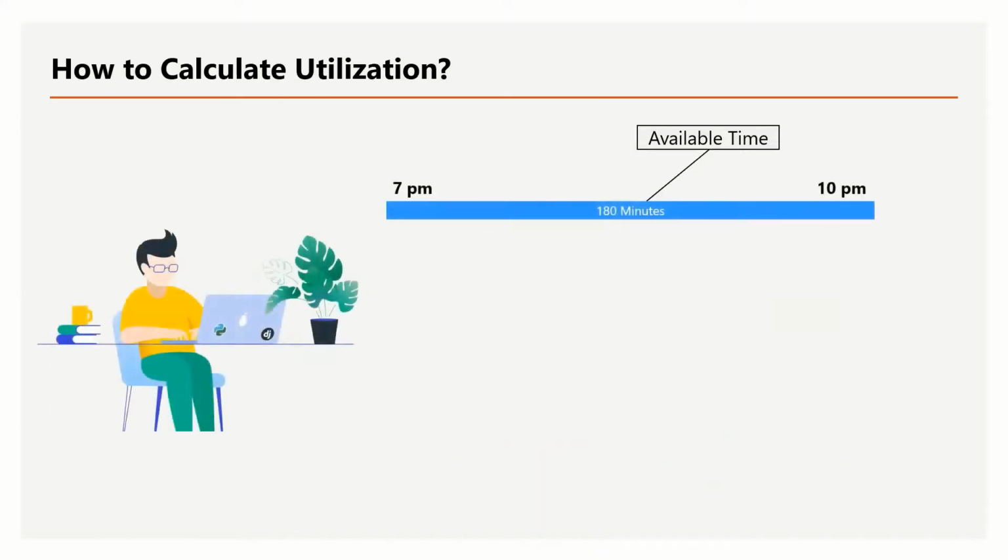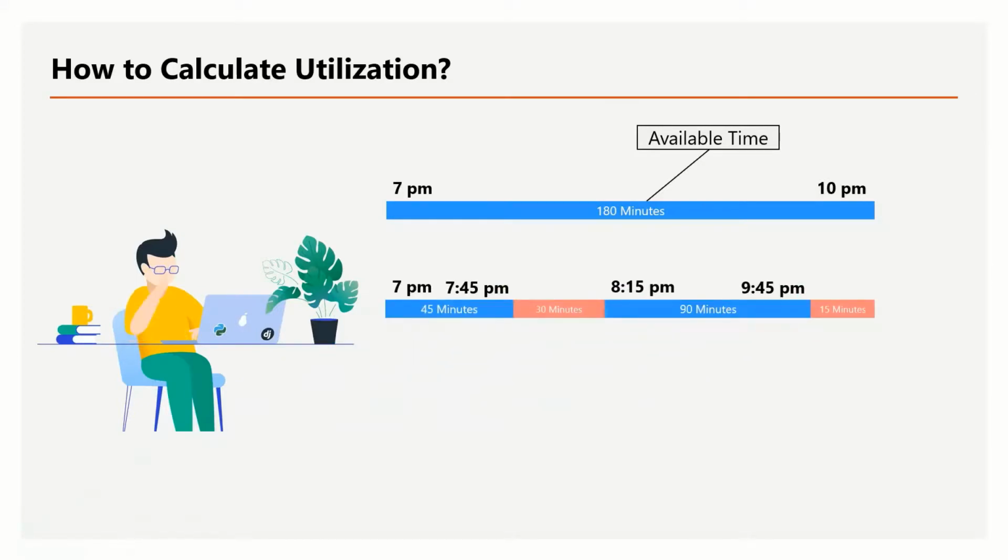Now let's look at the example of a software developer. Let's say a software developer has dedicated his or her time for developing software from 7 p.m. till 10 p.m., which means 180 minutes. And then this is the combination of time that the software developer has worked. So 7 p.m. to 7:45 p.m., for 45 minutes, the software developer has worked straight on the application, or working on core activities.